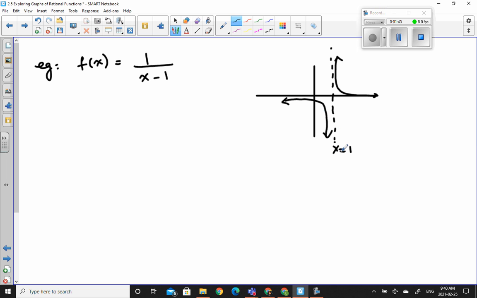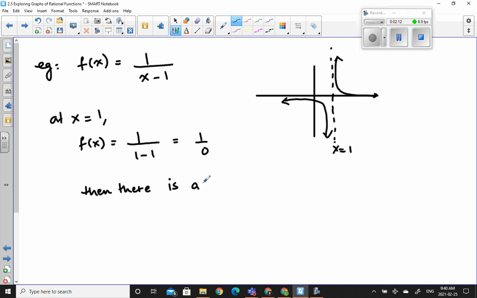But how do we know that that is the vertical asymptote? The way we would know is if we give a value of x in the domain of the function, in this case, that makes the denominator 0. So at x equals 1, f of x equals 1 over 1 minus 1, or 1 over 0. So if for a given value of x the function reduces to some number over 0, then there is a vertical asymptote at that value. There is a vertical asymptote at x equals 1, because at x equals 1, the value of the function becomes 1 over 0.